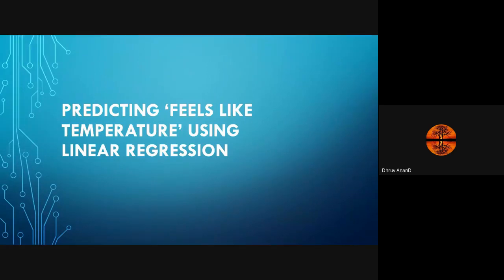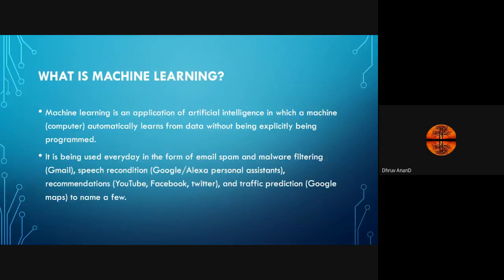Good morning, everyone. I'm Dhruv Anand, a 7th grader from IKEA schools, and today I will be presenting my project on predicting fields like temperature using linear regression. What is machine learning? Machine learning is a branch of artificial intelligence where the machine gets trained on data and builds mathematical models. These models can be used to predict the outcome of unseen or new data.